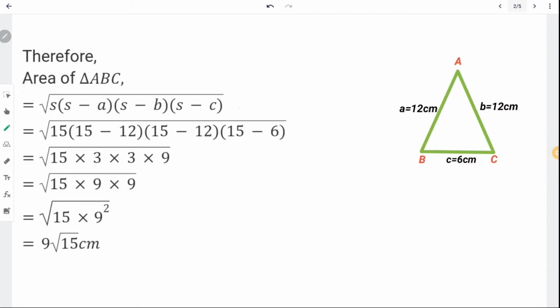Now we know everything, we just have to use Heron's formula straight away. s is 15, s minus a is 15 minus 12, and again 15 minus 12, and then 15 minus 6. Now let's open it up. So 15 will remain as it is. 15 minus 12 is 3, 15 minus 12 is 3, and then 15 minus 6 is 9. Once we're done with that, we can multiply these two 3s, we get 9, so we have a pair that is 9 square, which will come out. Then we get the area of the triangle equal to 9 root 15 centimeter square.